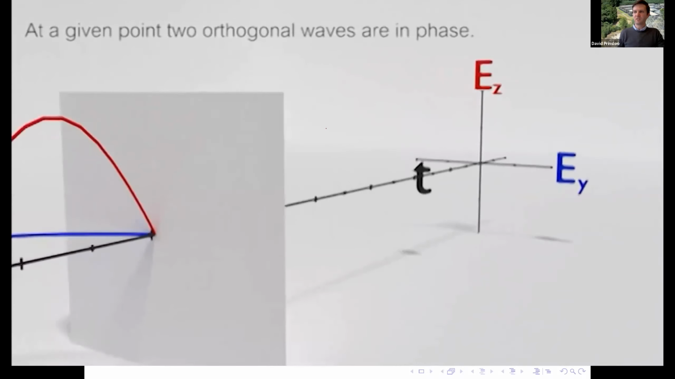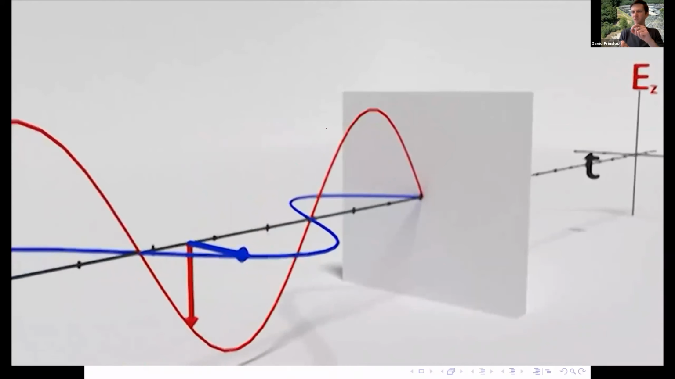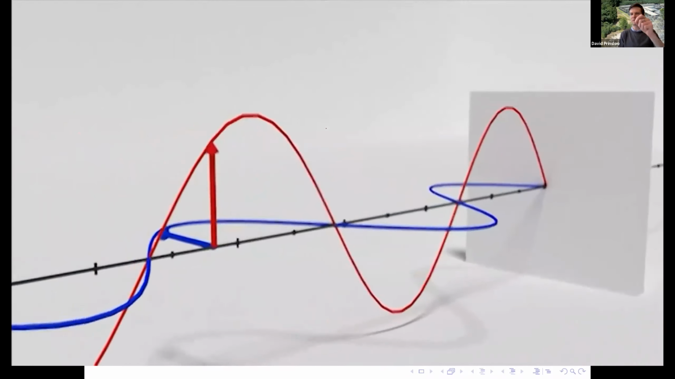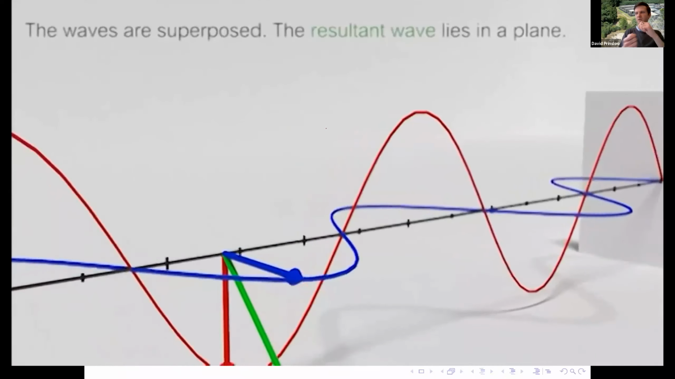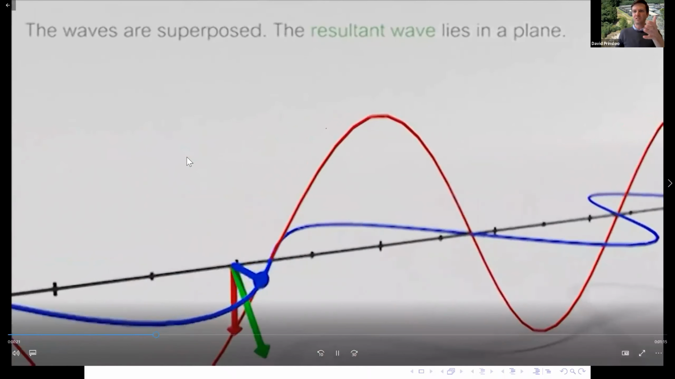So for linear polarization, as it states, these field components are in phase. They don't have to be equal, but they are in phase. So they're maximum at the same time and minimum at the same time. And this results in this green linear polarization state.